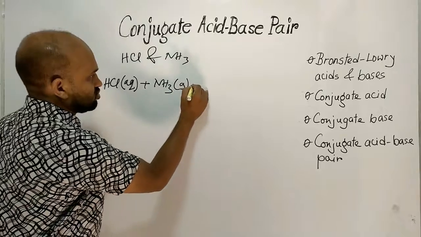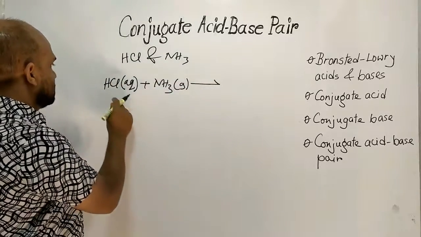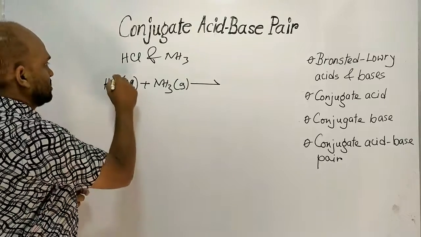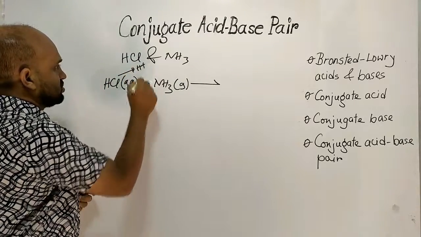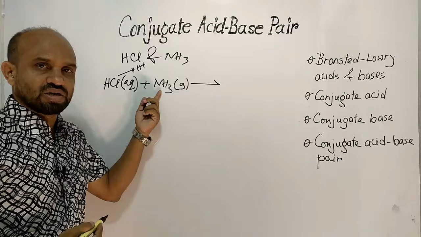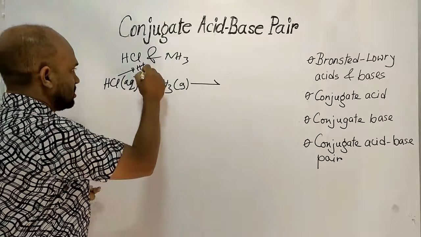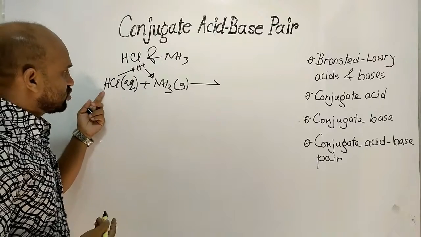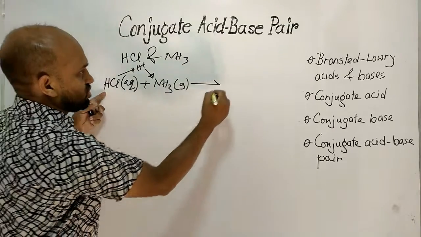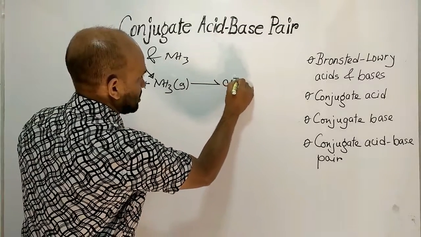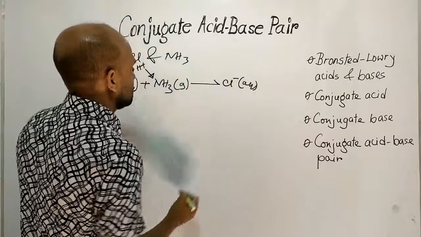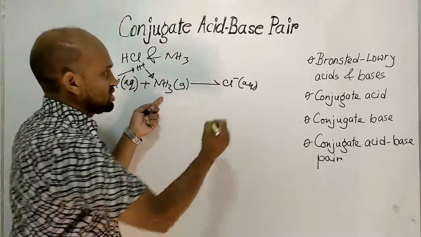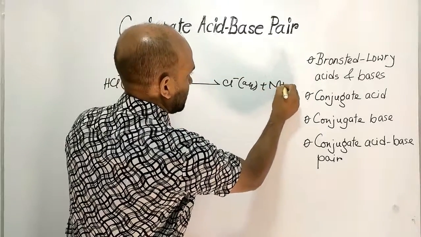When the reaction is moving forward, hydrochloric acid is a kind of Bronsted-Lowry acid. It donates proton, and ammonia is a kind of Bronsted-Lowry base. It accepts proton. After donating proton, hydrochloric acid becomes chloride ion, and after receiving proton, ammonia becomes ammonium ion.